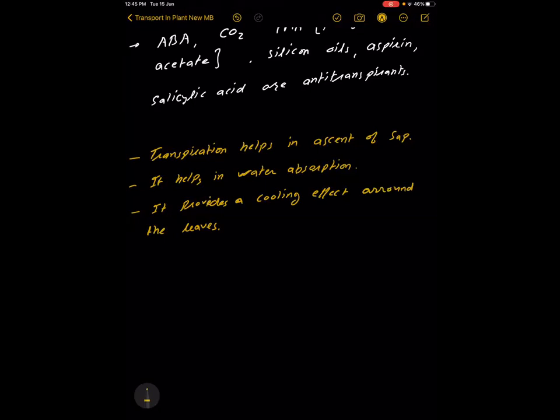This is transpiration. The next points will be ascent of sap, bleeding, guttation, and Munch hypothesis. These 3-4 points are remaining, so we'll try to complete this part tomorrow.